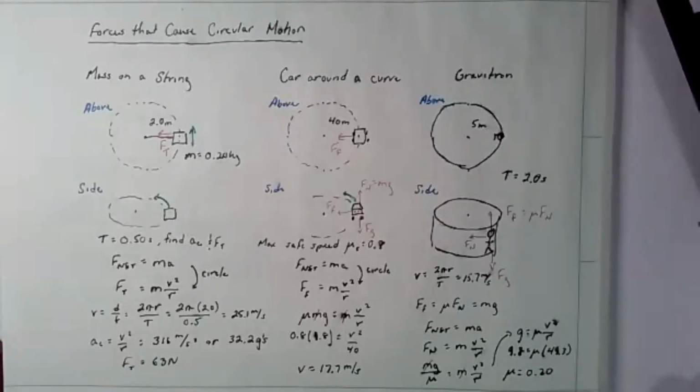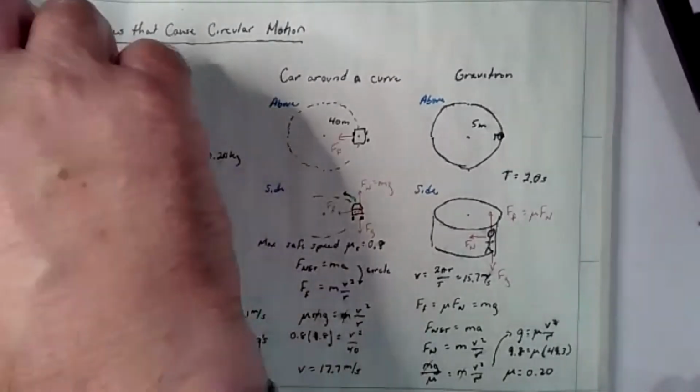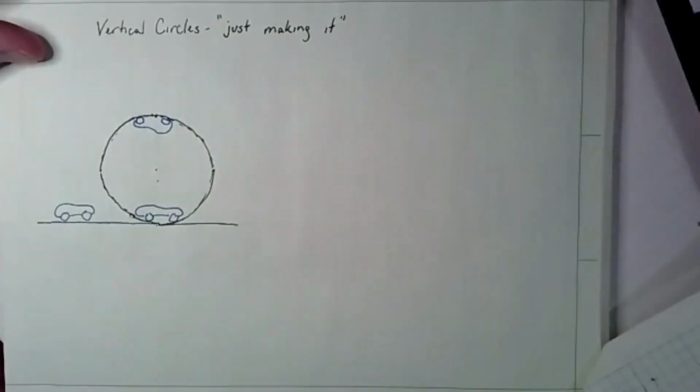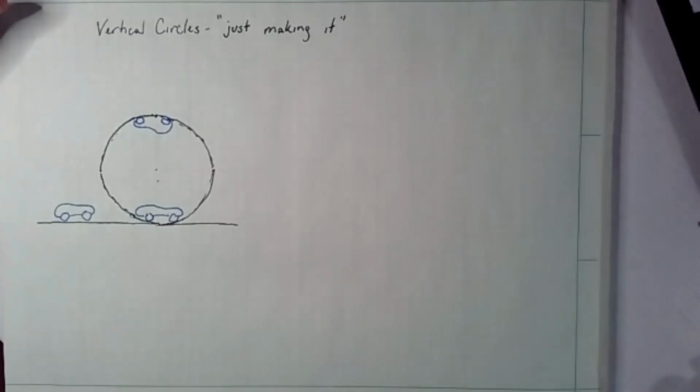In the last video, we took a look at forces that cause circular motion, but these were all horizontal circles. Let's take a look at some examples where vertical circles come into play. In this case, gravity and the normal force will both play a role in providing centripetal force. And we'll take a look at the special case of just making it.